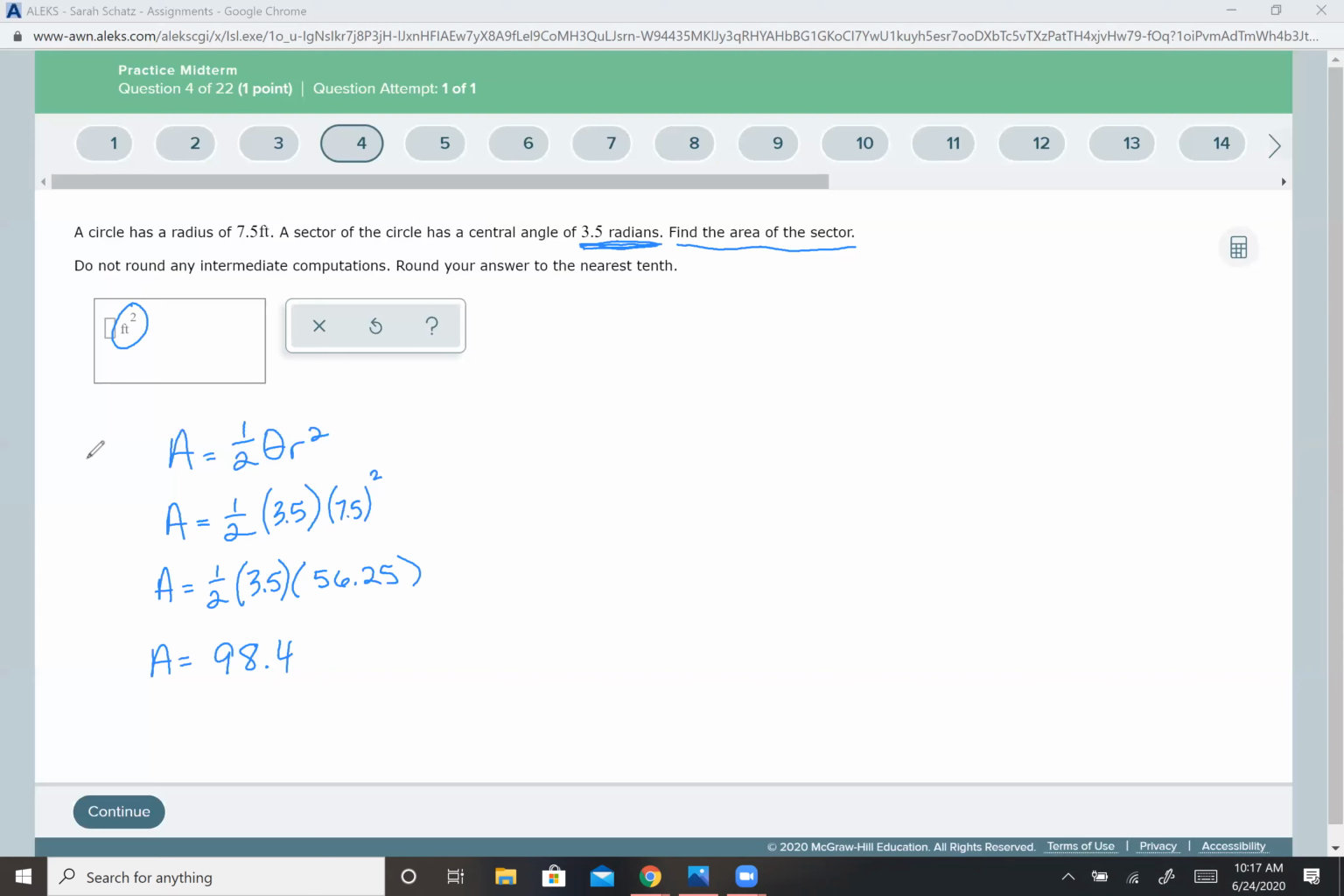Just like the last one with the radian measure being S over R, you can have this formula written down somewhere to reference. That's totally fine, or you might have practiced with it enough that you just know it now. But if you don't, have it written down somewhere before you start taking your test.